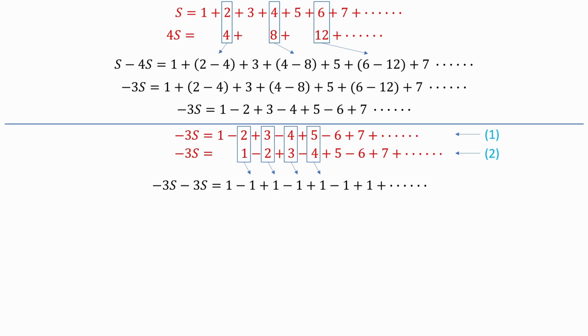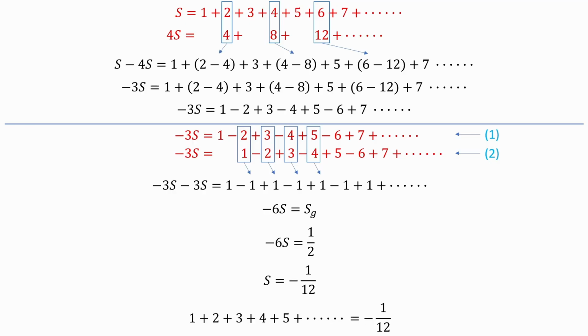We get the series 1 minus 1 plus 1 minus 1 plus 1 and so on. That is SG, and since SG is 1 divided by 2, when we substitute that value, we find that S, the sum of all positive integers, is equal to -1 divided by 12.